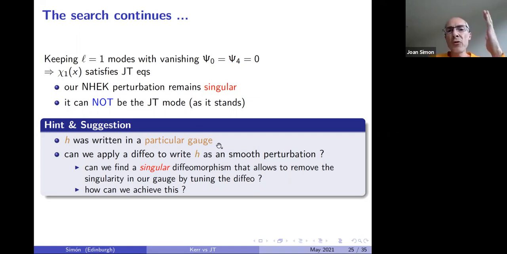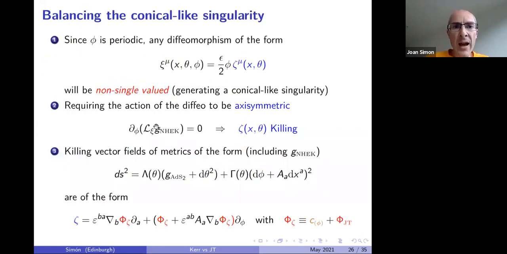And here is where my previous remark gives some hint as to how we may solve this puzzle. We may be working in a gauge where these perturbations are singular, but I may be able to consider a singular diffeomorphism that cancels this singularity. I don't know whether you find this plausible or not, but that's what we did, and I will try to convince you that it works. So let me jump in because time is flying. It's technical, but this is how we managed to solve this problem.